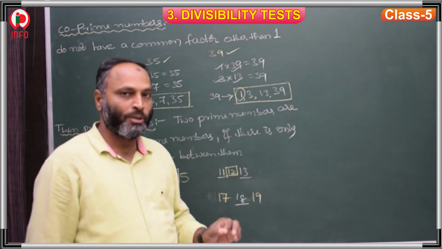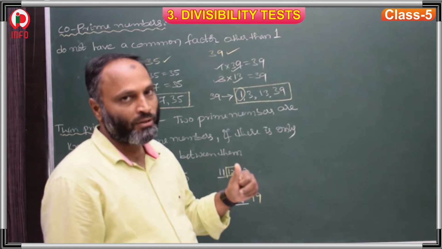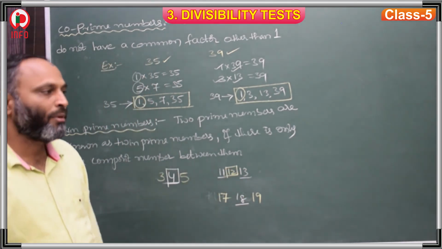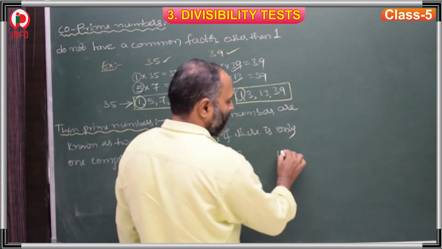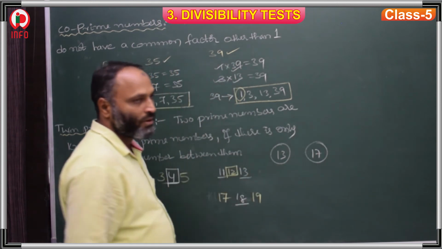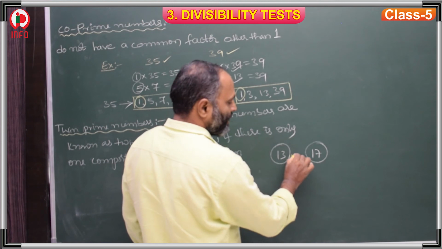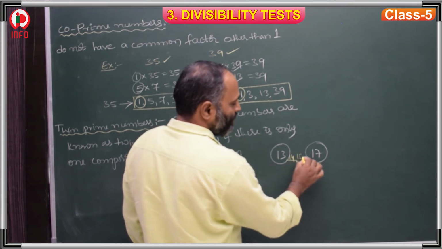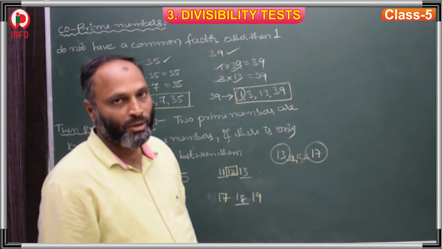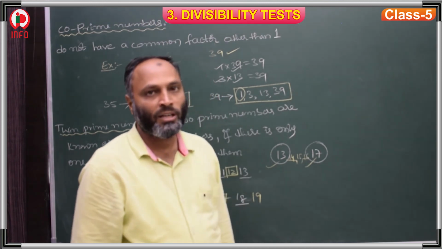Twin prime numbers means if between any two prime numbers one composite number is there, then that type of numbers are called twin prime numbers. If I take 13 and 17, these two are not twin prime numbers. Why? Because in between, 14, 15 and 16 are composite numbers. Three composite numbers are there between the two prime numbers. So that is why 13 and 17 are not twin prime numbers.